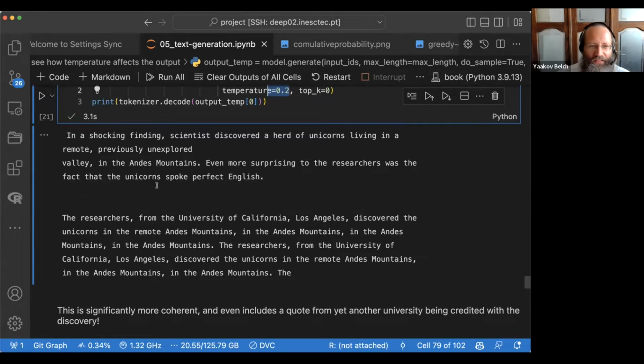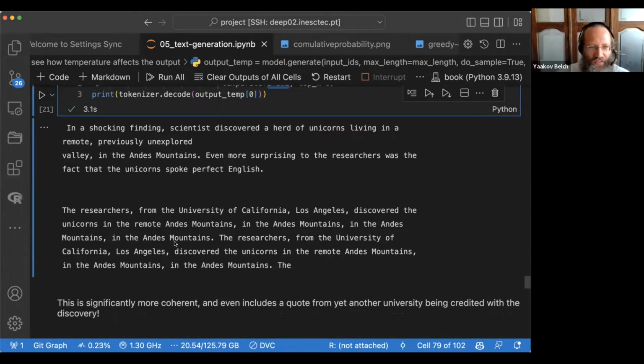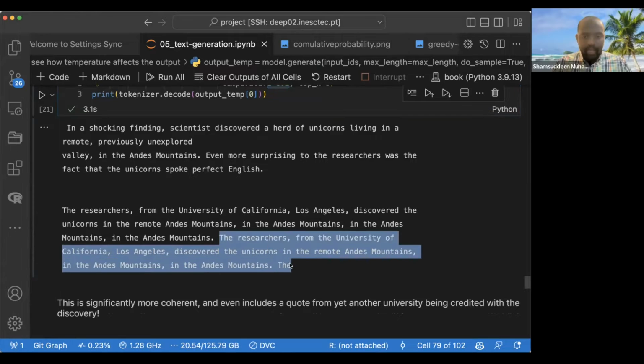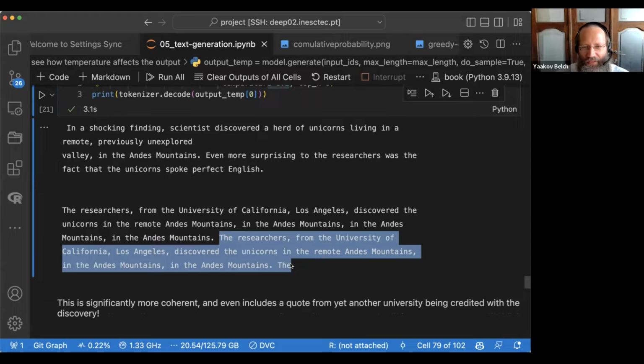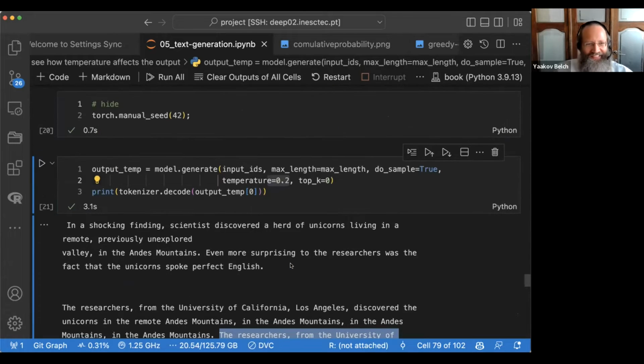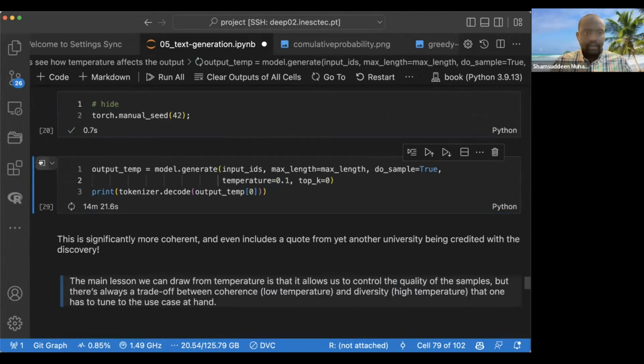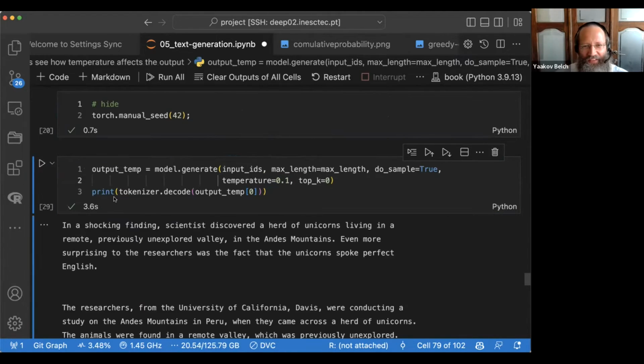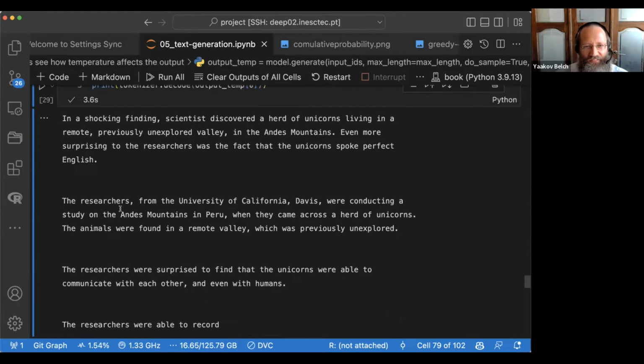One second. Isn't that text extremely repetitive? If you read the text over there, it says the researchers from the University of California, Los Angeles, discovered... and the Andes mountains is repeated. I think it's worse. Maybe it's worse than the previous one.